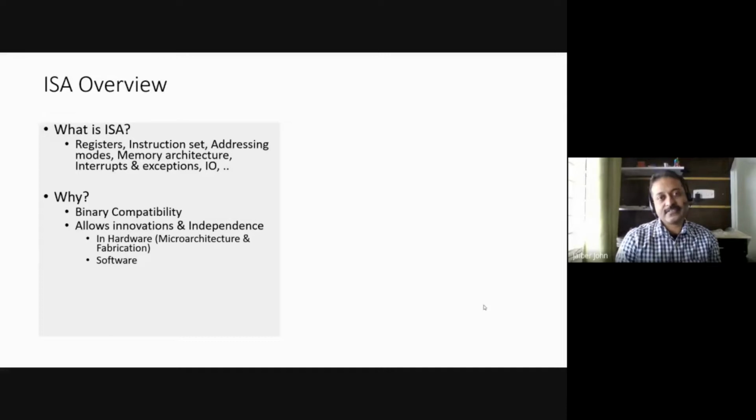Now, the second point is that ISA allows for innovation and independence. The hardware engineers and hardware companies can go independently and innovate in their fields. They can create new microarchitectures, new fabrication processes. They can increase the clock speed or add multiple cores, add many accelerators and new instructions, and keep on optimizing. Software engineers don't have to worry about it. They can still follow the same ISA and write their software code, and it would run, and it may run even better on the new hardware.